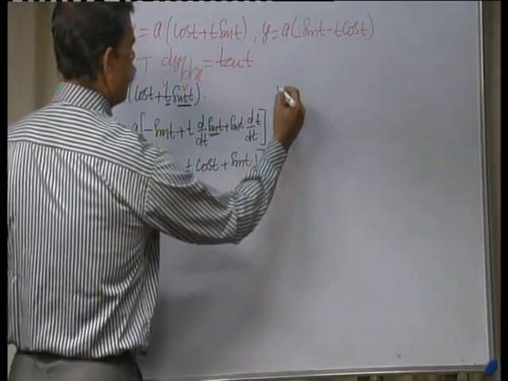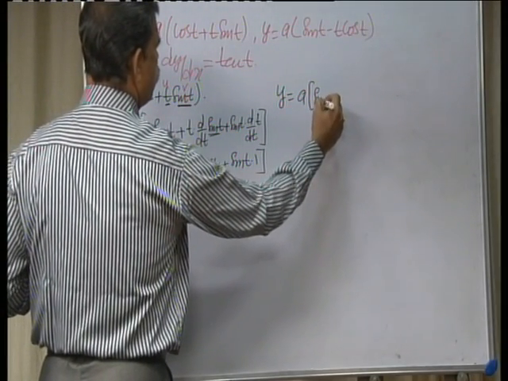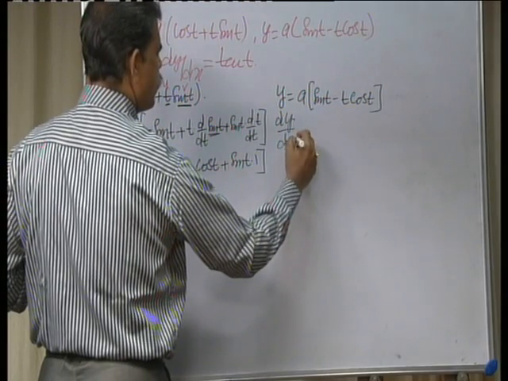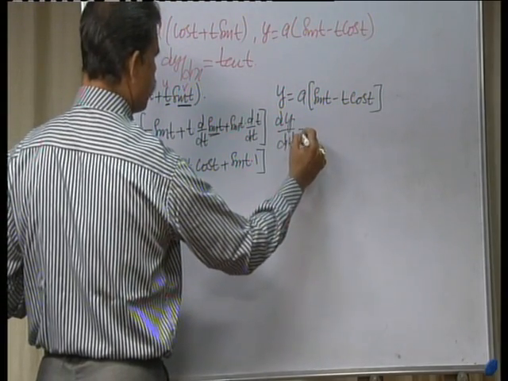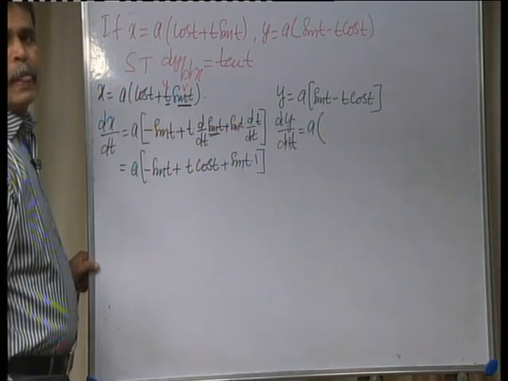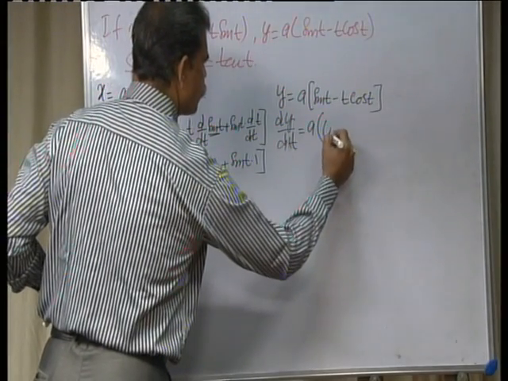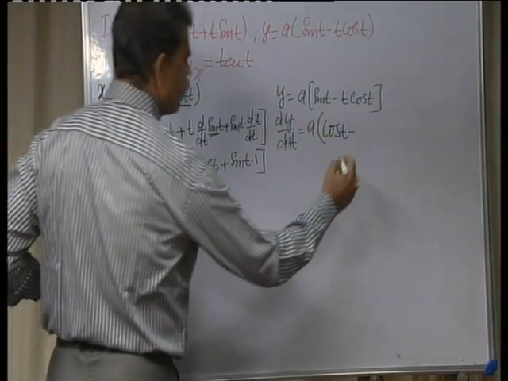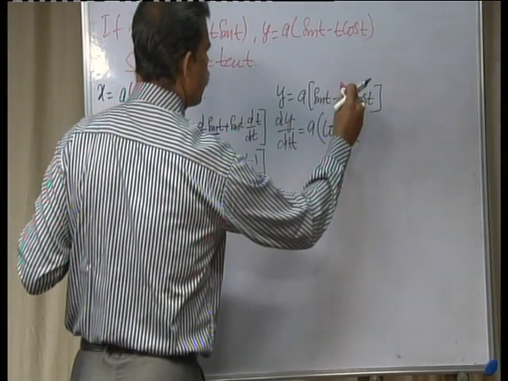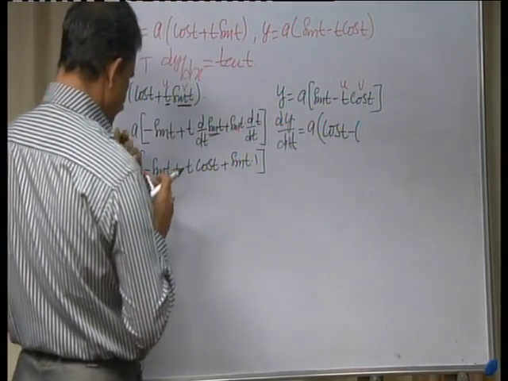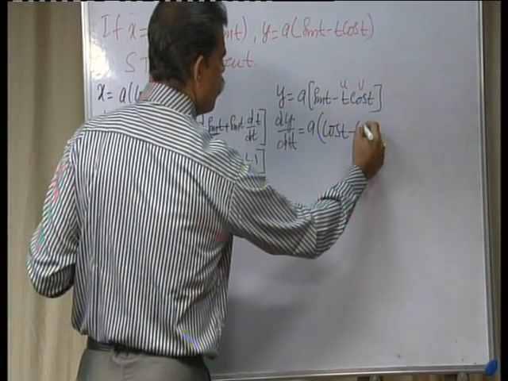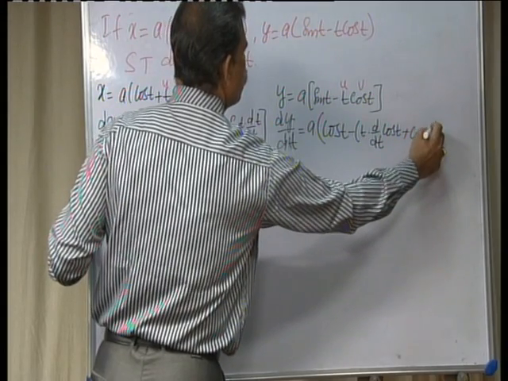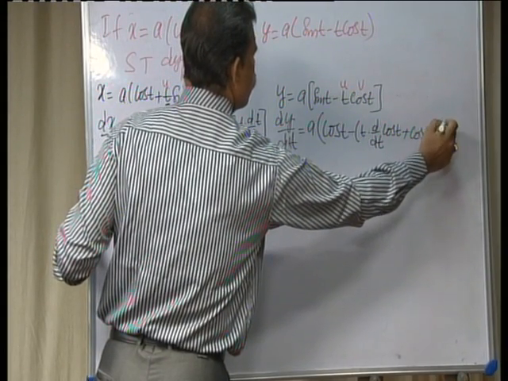Then you take y is equal to a into sin t minus t into cos t. Therefore, we get dy by dt equal to, a is constant, we keep it as it is, differentiation of sin t is cos t, minus t into cos t. How to differentiate that? Again we use the product rule. T is taken as u, cos t is taken as v. Hence, according to the product rule, t into d by dt of cos t plus cos t into d by dt of t.